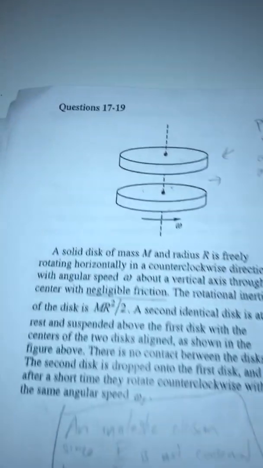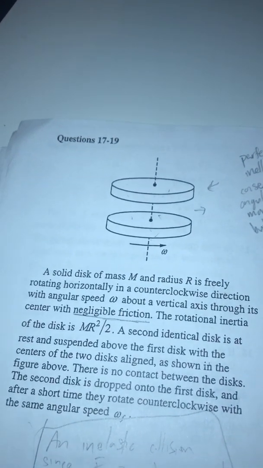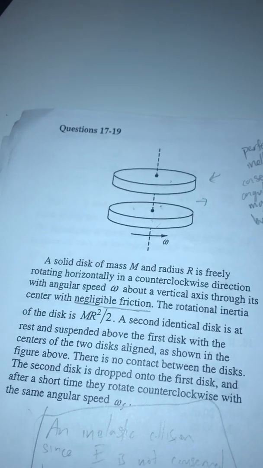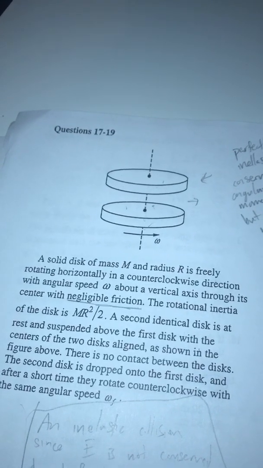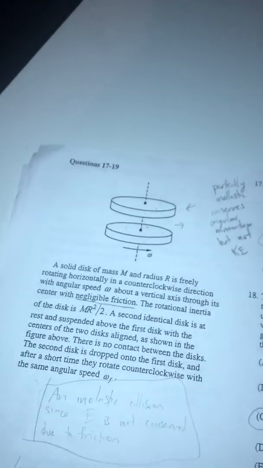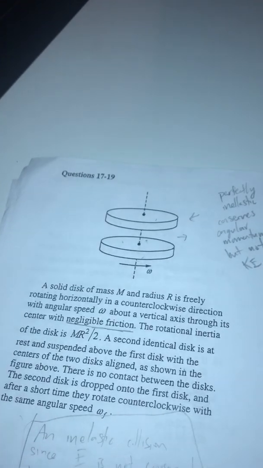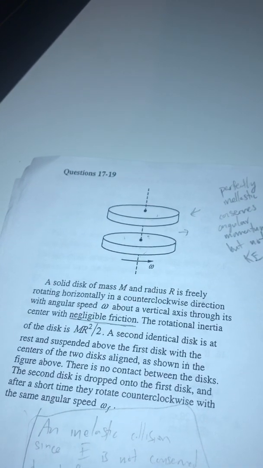It is number 17 of a 3-part set. So here's what the problem is. A solid disk of mass m and radius r is freely rotating horizontally in a counterclockwise direction with angular speed omega about a vertical axis through its center with negligible friction. The rotational inertia of the disk is m r squared over 2. A second identical disk is at rest and suspended above the first disk with the centers of the two disks aligned as shown in the figure above. There's no contact between the disks.